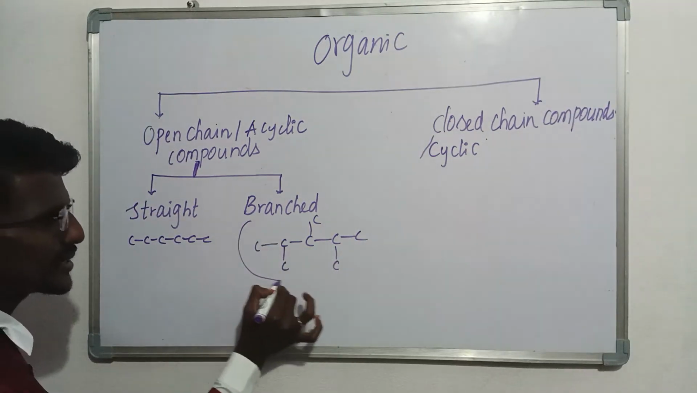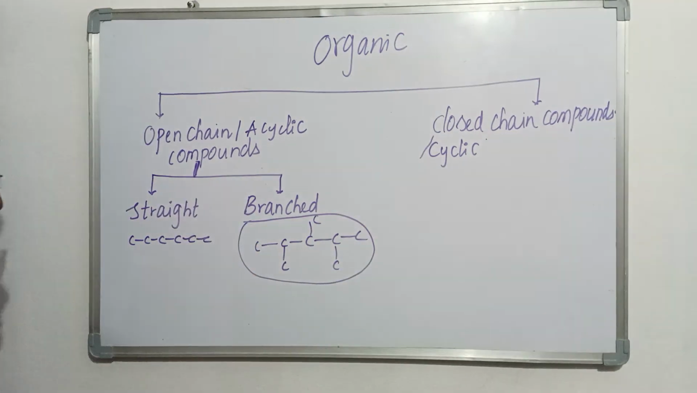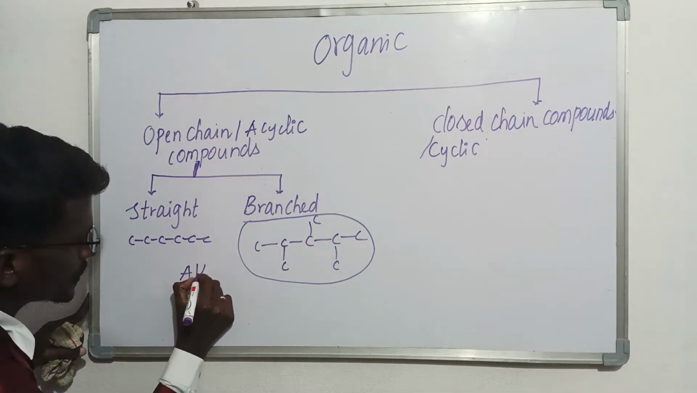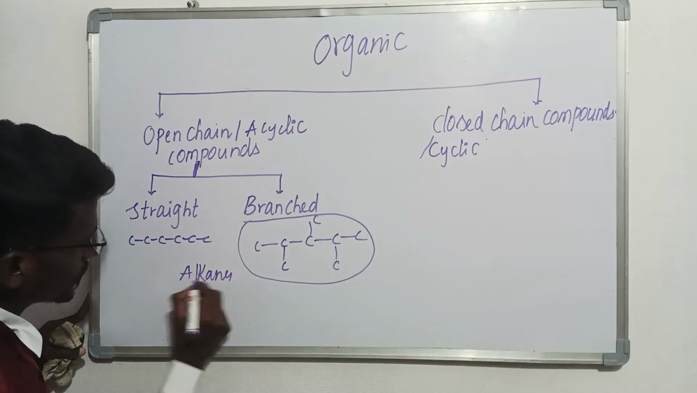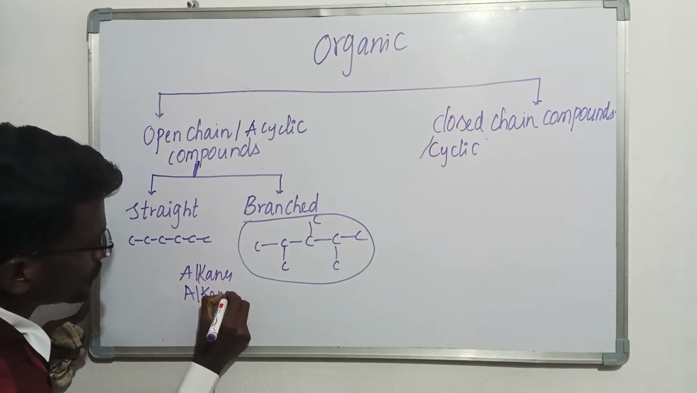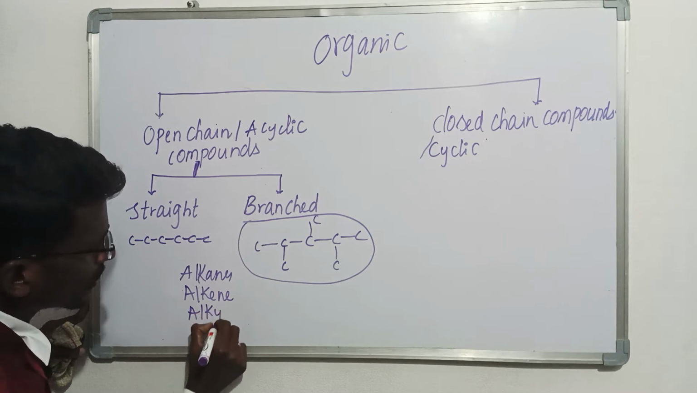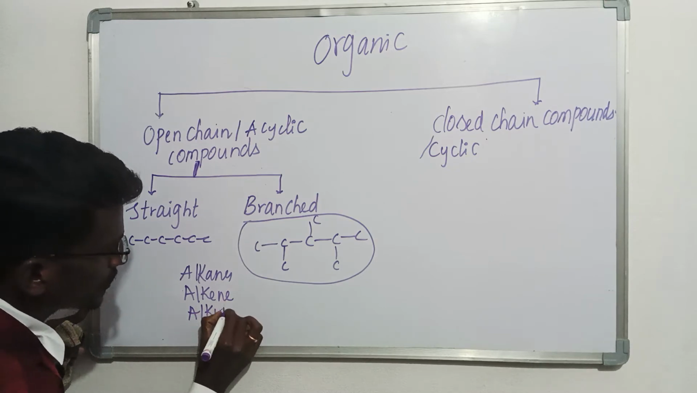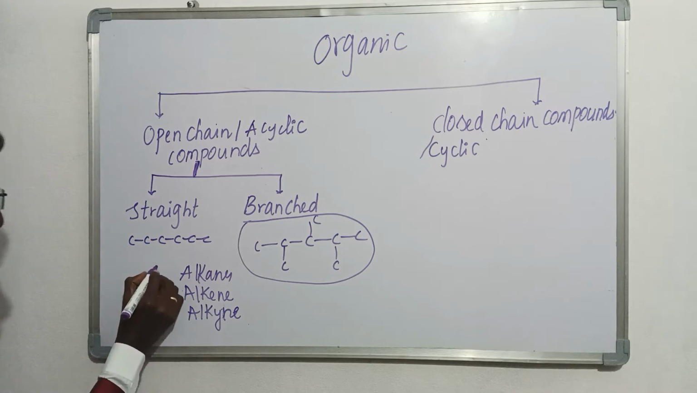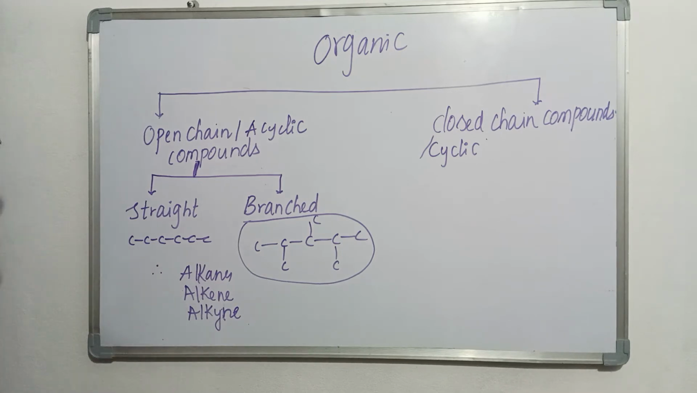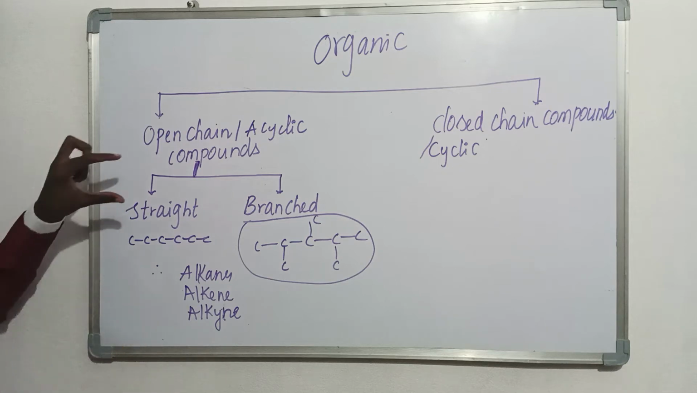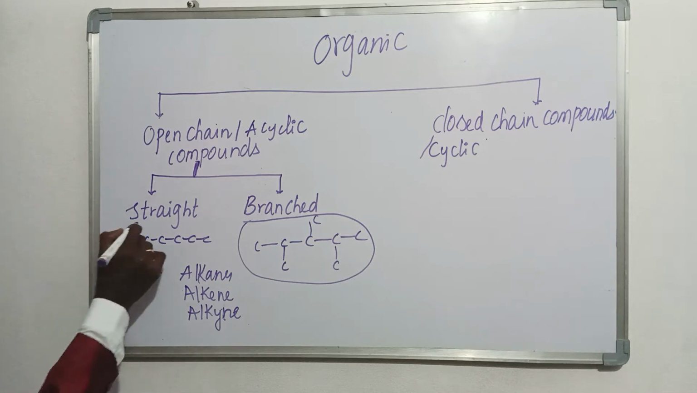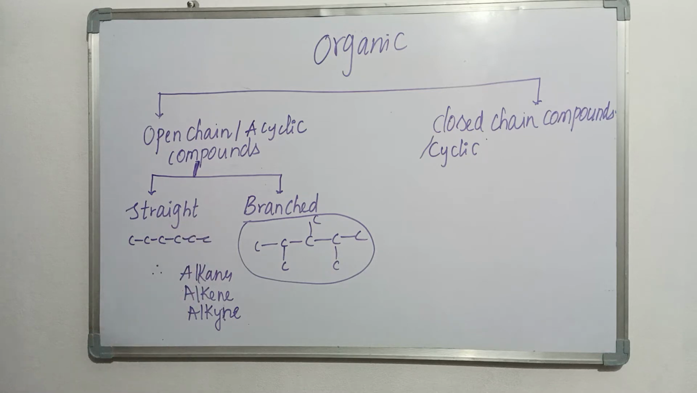So these structures are called branched chain compounds. An example for this one is alkenes and alkynes. The examples for open chain compounds are the alkanes, alkenes and alkynes. So these open chain compounds are classified into straight chain compounds and branched chain compounds.